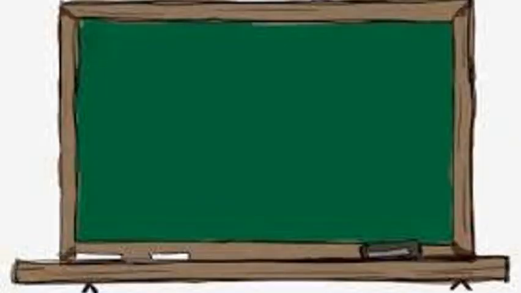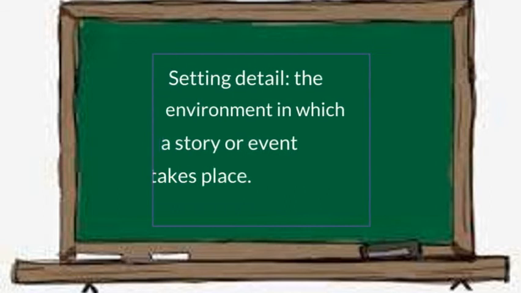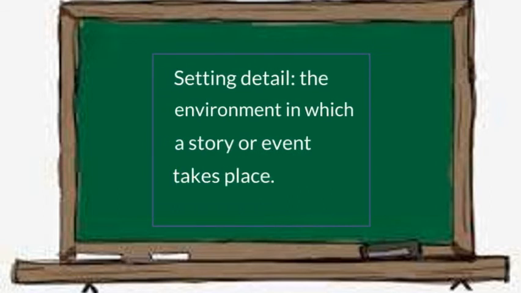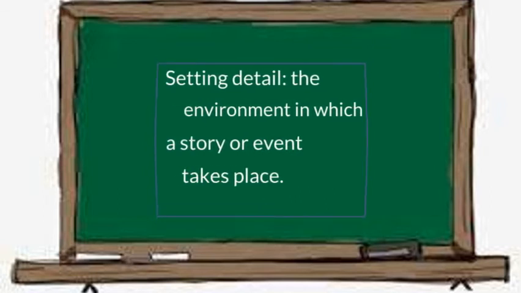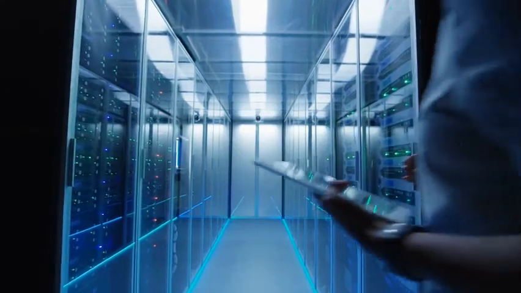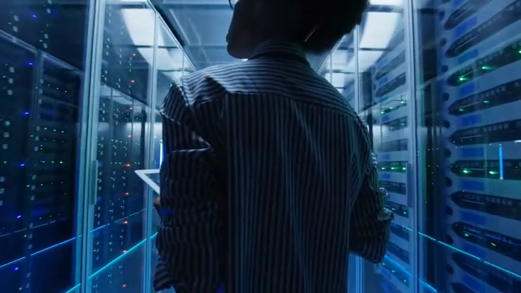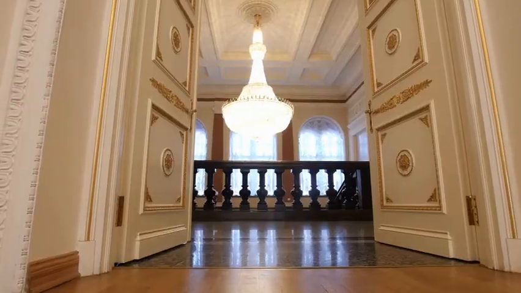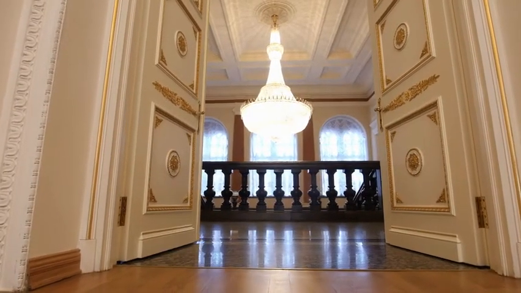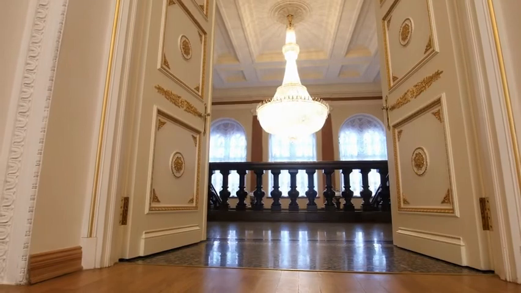Finally, all great scenes include setting detail. Setting detail is the environment in which a story or event takes place. Anytime your character enters a new setting in your short story, you want to paint a picture of this new place for your reader. Setting detail makes a huge difference. Let me show you. Take the following sentence as an example.